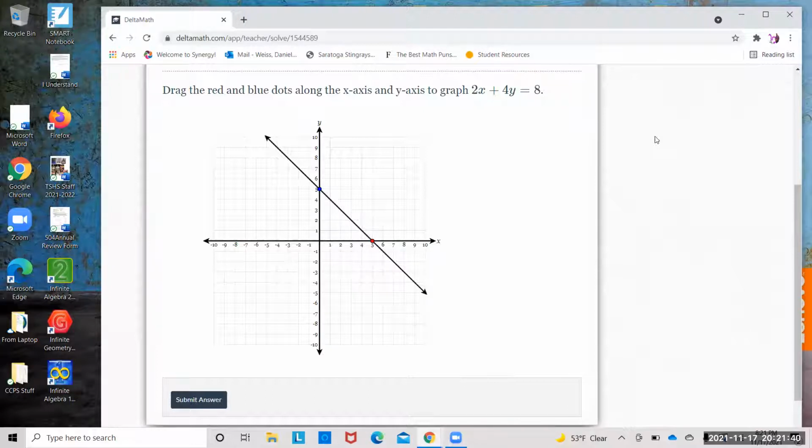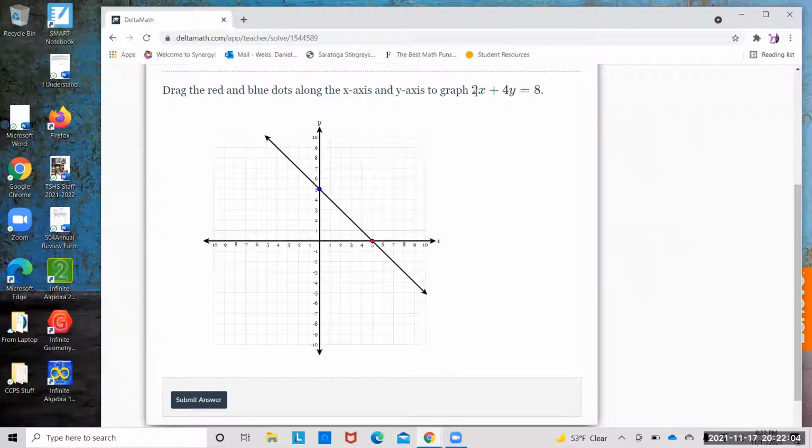All right, so here's what's going on here today. We're gonna graph again using the intercepts by finding the intercepts. But here's what you have to do on this Delta Math assignment in order to graph using the intercepts.